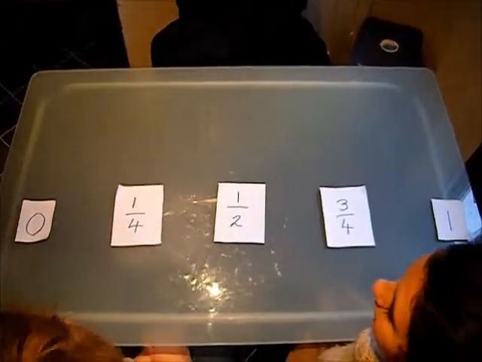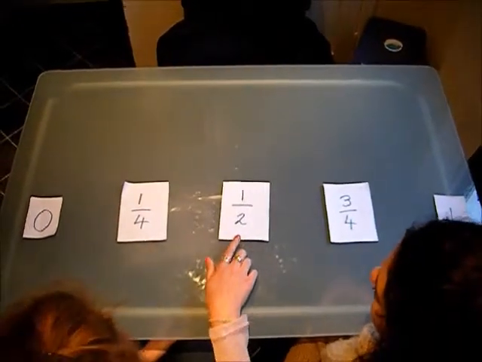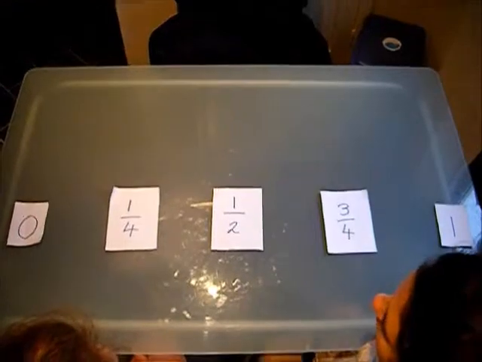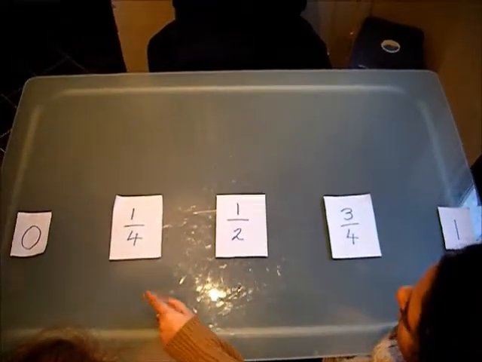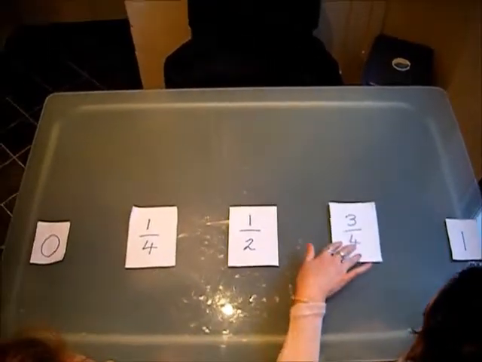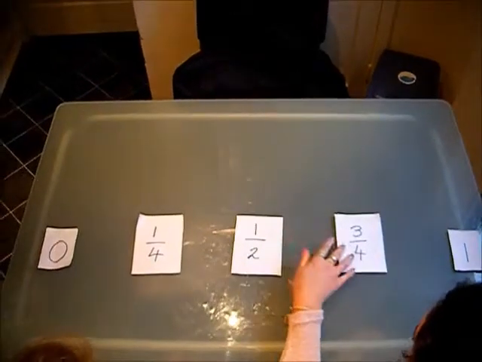Okay, so can you explain to me why you've done that? Well, we know half is halfway between 0 and 1. We know that a quarter is halfway between 0 and half. And 3/4 we know is between half and 1.